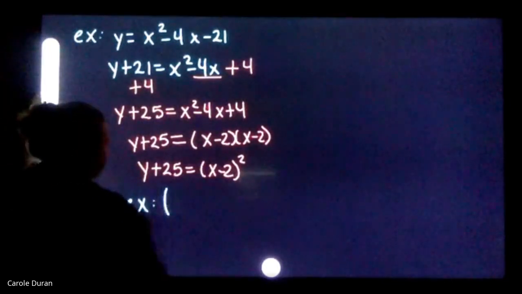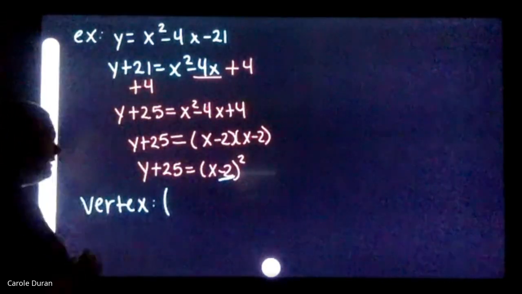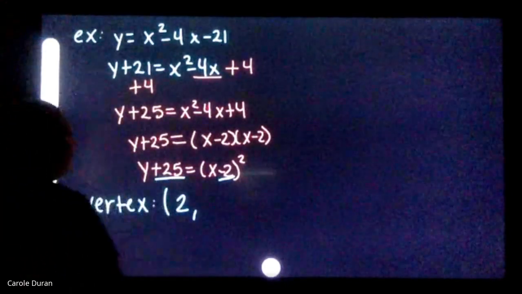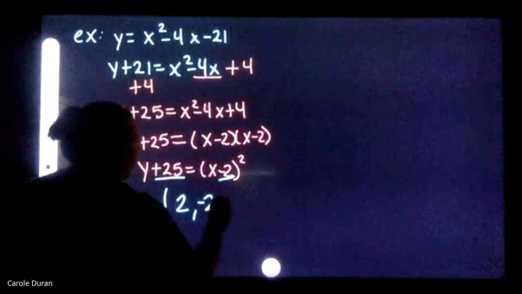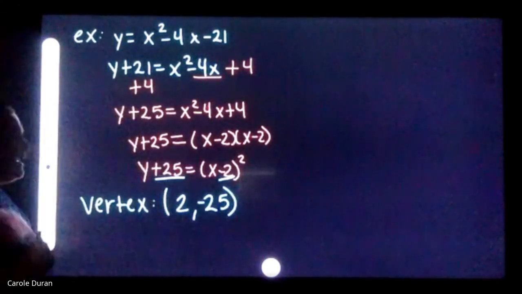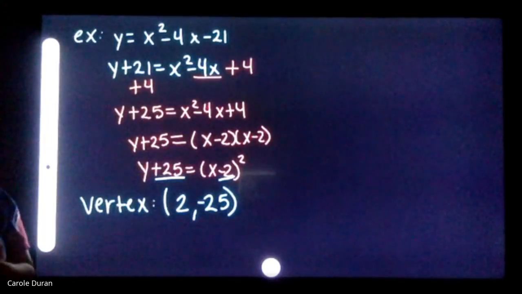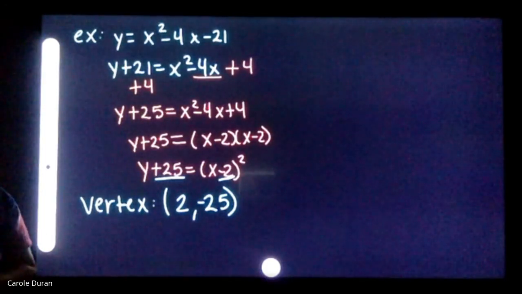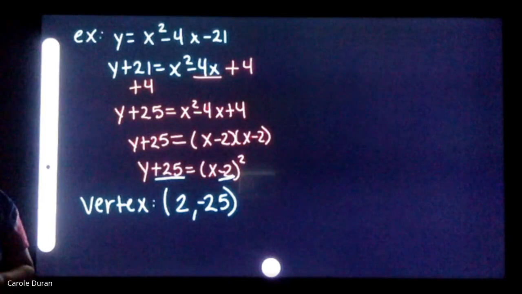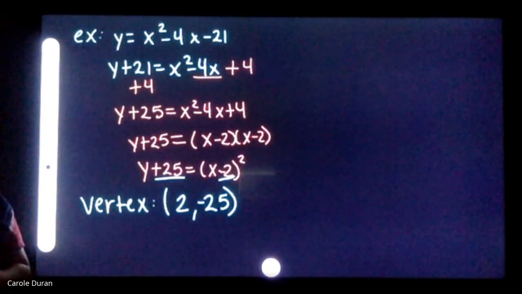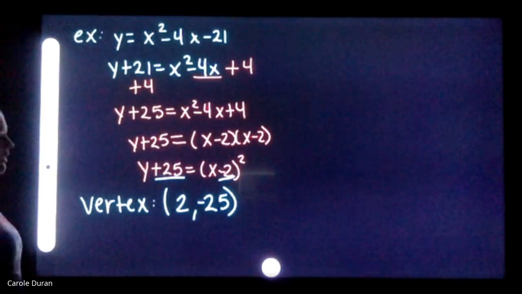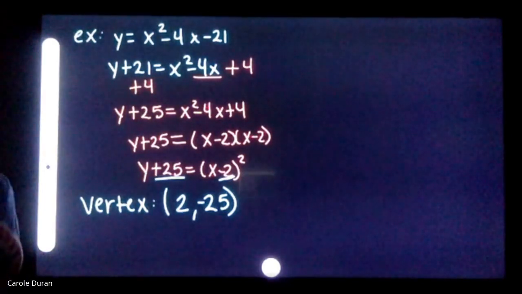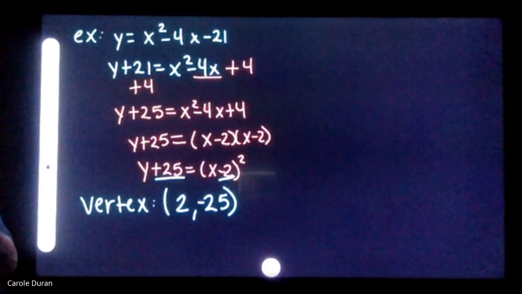The vertex is the opposite sign of the number attached to my x and the opposite sign of the number attached to my y. So the vertex of my parabola is 2, negative 25. Anybody confused about how I got my vertex or put it into vertex form?